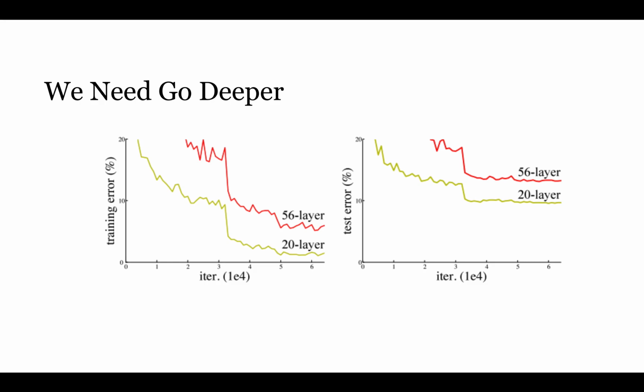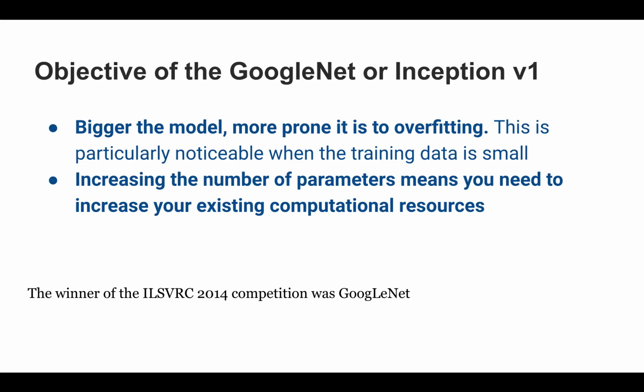Here, in the two graphs, the first graph shows the training error and the second graph shows the test error. In the first graph, the training error increases with the number of iterations, and after a few iterations the model will be saturated, training stops and learning stops. So how can we go deeper?